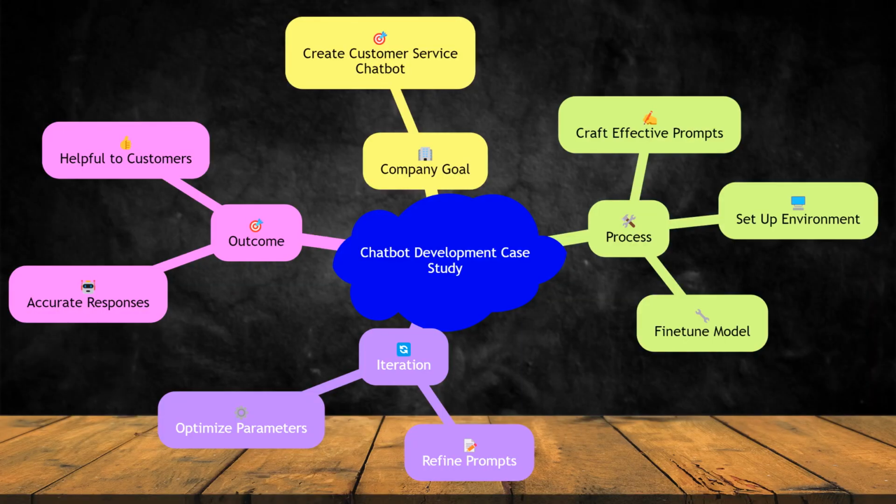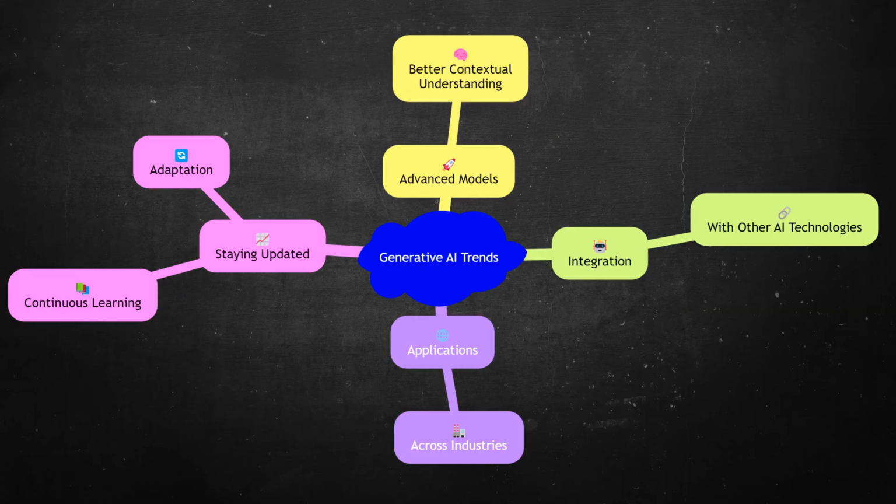To illustrate the practical application of submitting requests to generate natural language, let's consider a case study on chatbot development. A company wants to create a customer service chatbot using GPT-3. The process involves setting up the environment, crafting effective prompts for common customer queries, and fine-tuning the model to handle specific scenarios. By iterating on the prompts and optimizing parameters, the company can develop a chatbot that provides accurate and helpful responses to customers.